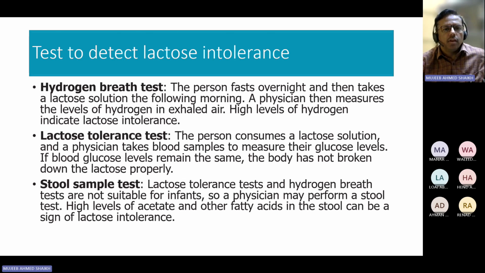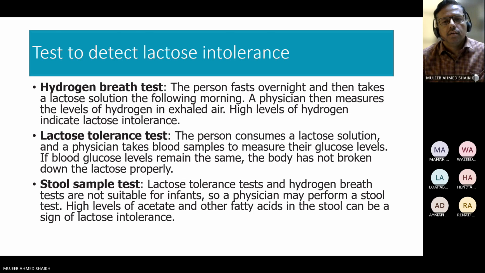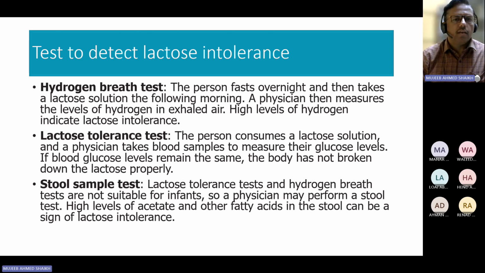Then there is a lactose tolerance test also. The person will consume lactose solution and the physician will take blood samples to measure the glucose levels, because lactose will be converted into glucose and galactose, right? If the blood glucose level remains the same, the body has not broken down the lactose properly. So if the blood glucose levels are not increasing, that means there is a problem of lactase deficiency.